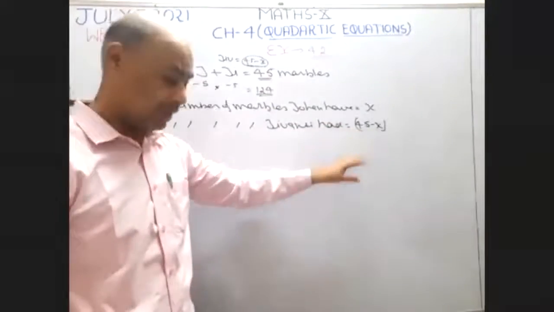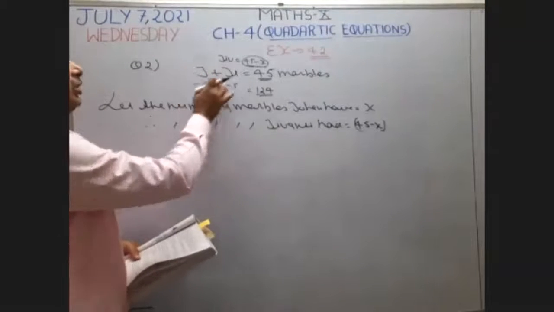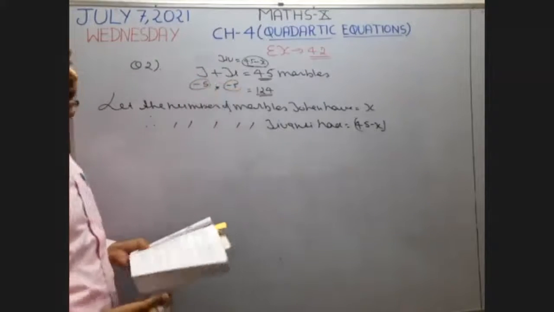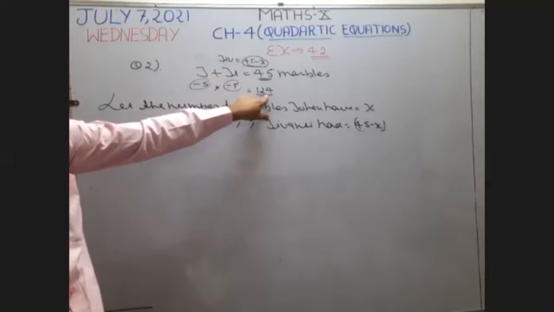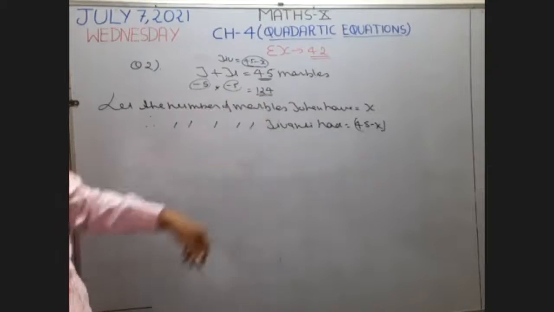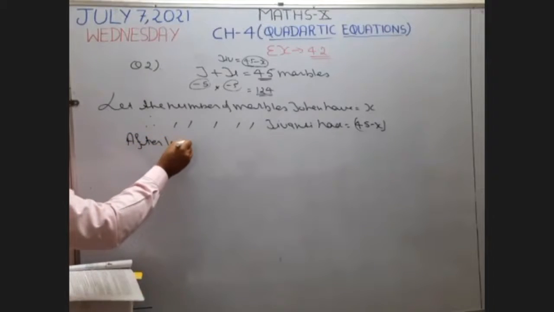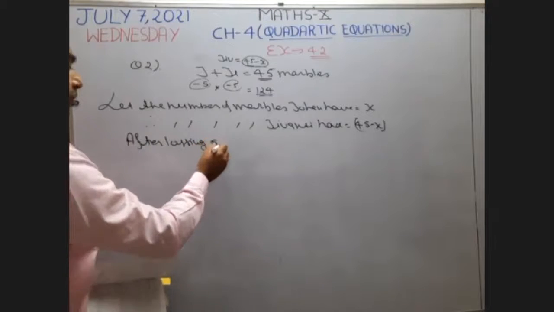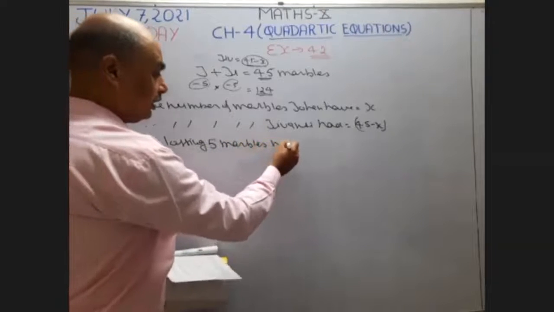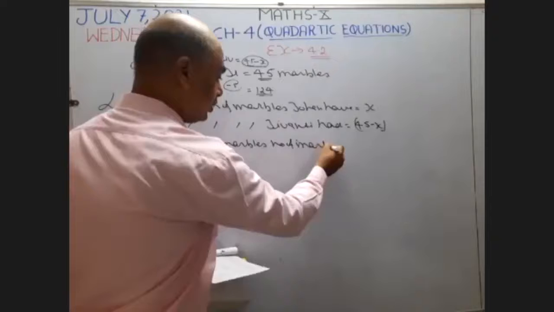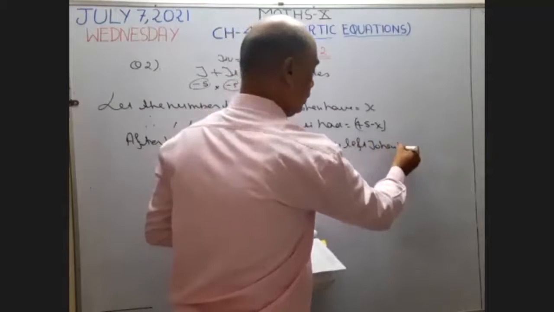Okay, beta? Now see, what is given in the statement? Both lost 5 marbles. Both John and Jivanti are going to lose 5 marbles. After losing the 5 marbles, the product of the remaining marbles is equal to 124. This statement is given. Okay. Now I write here, after losing 5 marbles, the number of marbles left John has.